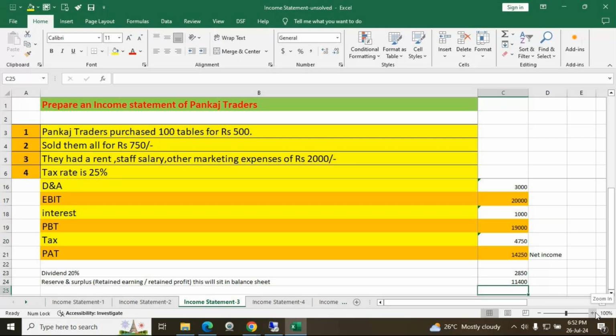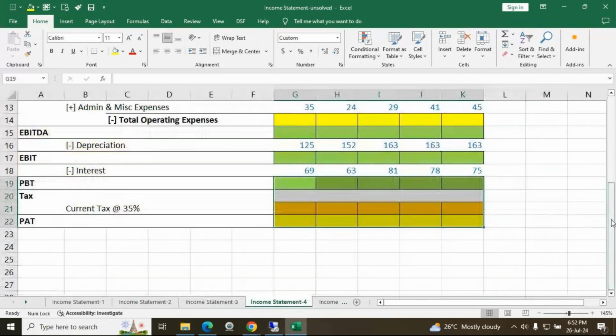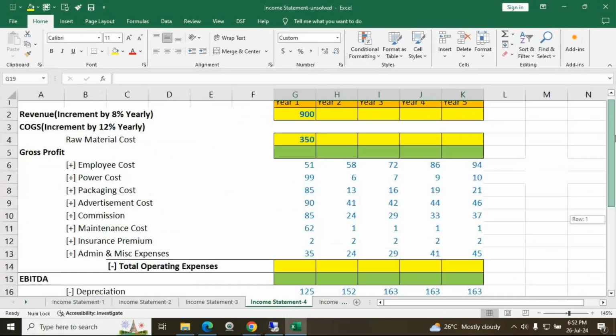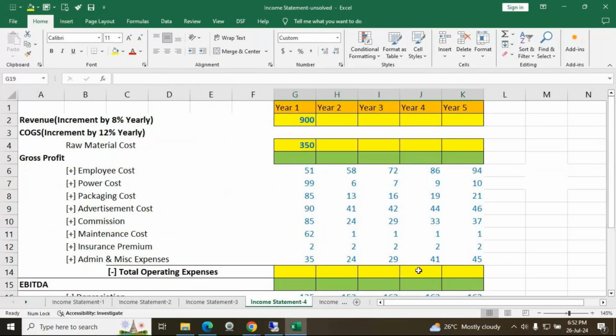So everybody got the answer? Yes, ma'am. Okay. So next, coming to the income statement. Try solving this.